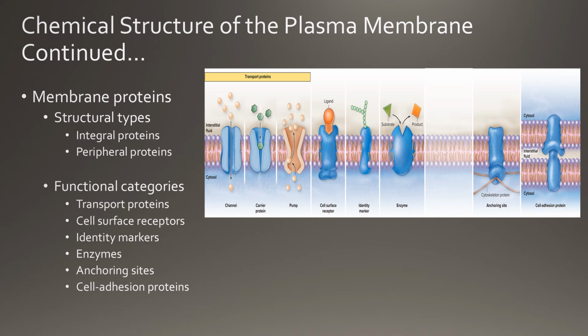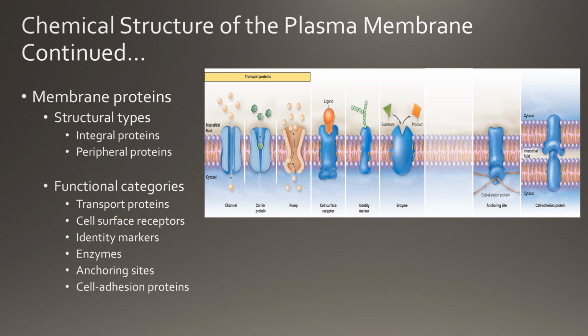Membrane proteins are broken into structural types and functional types. Structural types include integral proteins, which are embedded within and extend completely across the phospholipid bilayer. Many are glycoproteins with attached carbohydrate groups. Also peripheral proteins, which are not embedded within the lipid bilayer. They are loosely attached to the external or internal surfaces of the membrane and often anchored to integral proteins.